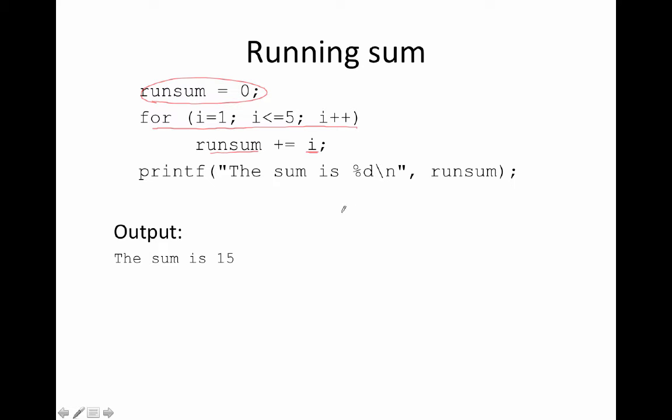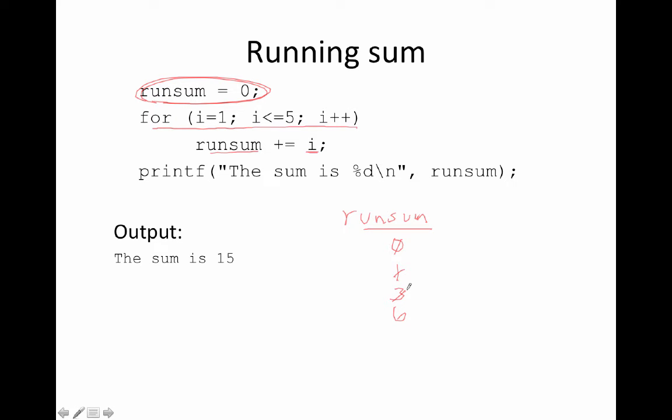So run sum starts out at 0. We initialize it to 0, up here before the loop. Then I gets the value 1. Run sum is going to be 0 plus 1, or 1. Then I gets the value 2. Run sum will be 1 plus 2, or 3. Then I gets the value 3. Run sum will be 3 plus 3, or 6.